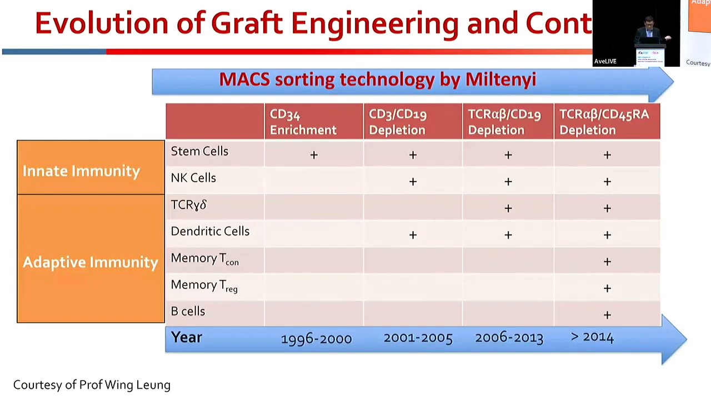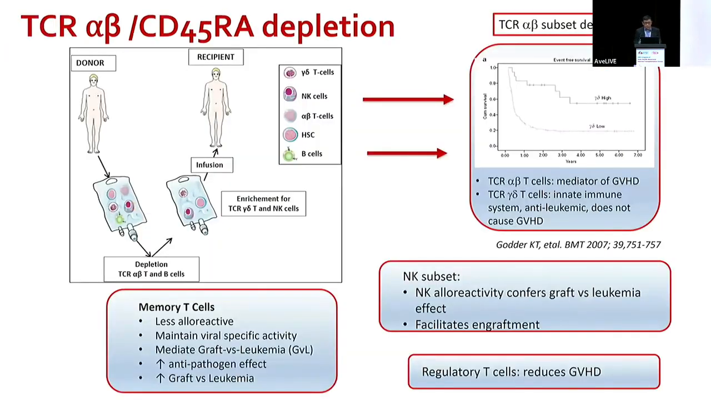And this is what Prof. Leong has just mentioned and showed. We are now able to infuse graft not only containing CD34 cells, but also important immune effector cells such as NK cells, gamma delta T cells, dendritic cells, memory T cells, Treg, and also B cells. So this partial T cell depletion platform selectively removes T cell subsets responsible for GvHD, while preserving all these important immune cells, including alpha beta T cells, NK cells, and other important accessory cells, not only to facilitate engraftment, but also to provide immune reconstitution and graft versus tumor effect.